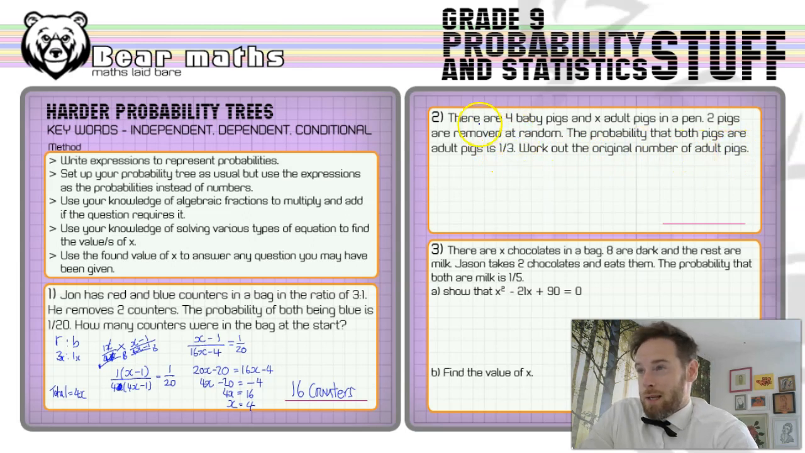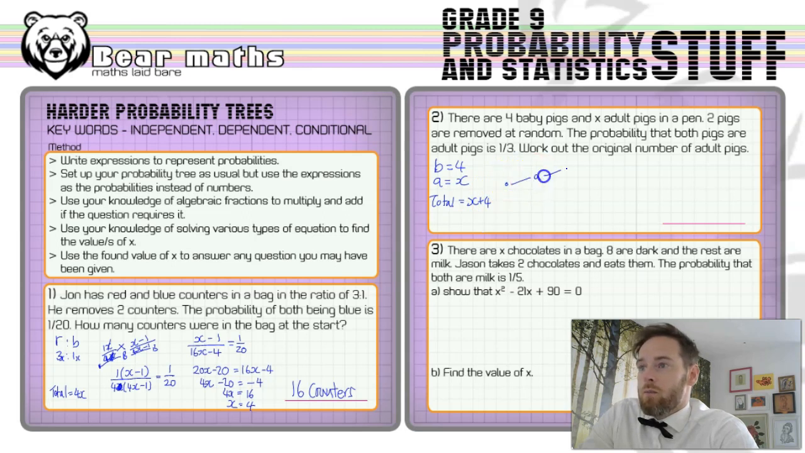Again, it all sounds quite complicated, but if we think of this in terms of expressions, the baby pigs is equal to 4, the adult pigs is equal to X, right? And the total number of pigs is equal to these two added up, so X plus 4. All right, there's our expression. Now we've got our tree that we can use again.